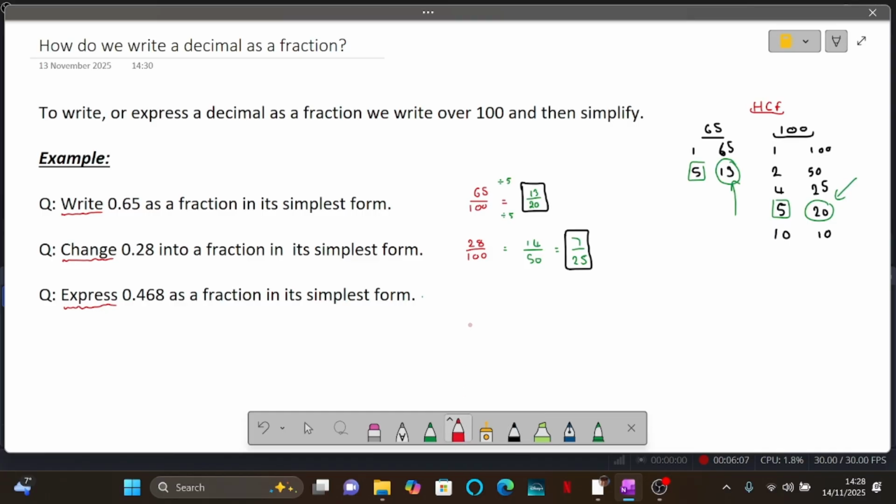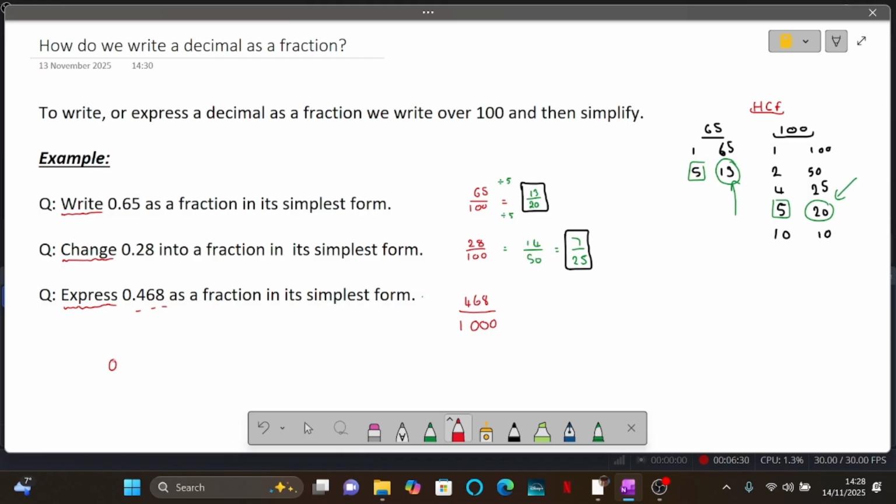Looking at our third and final example, I have the number 0.468. I cannot write this over 100. What I do is we look at how many digits we've got after the decimal, which is 3. That's how many zeros I need to include at the bottom. So I have to write it over 1000.